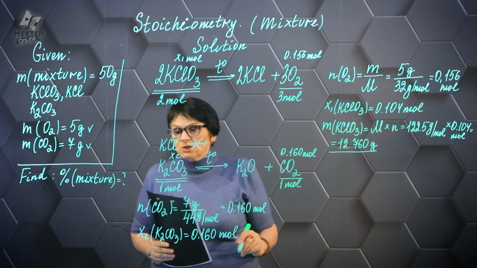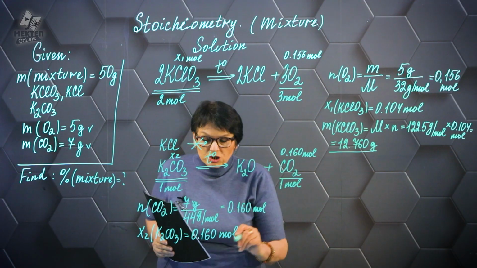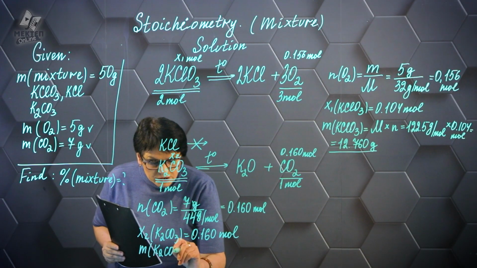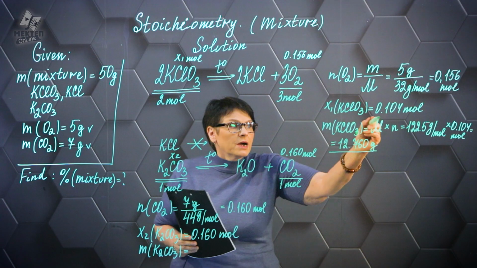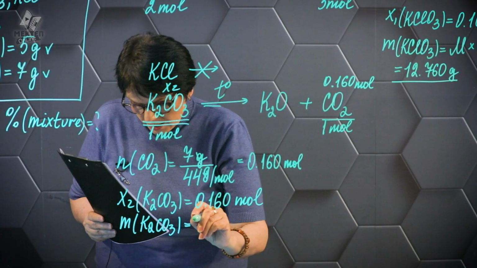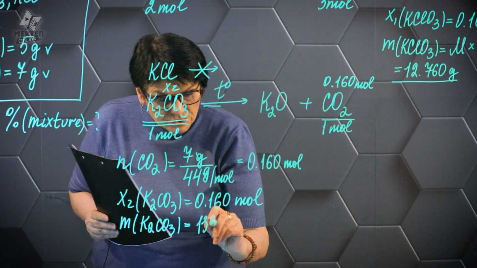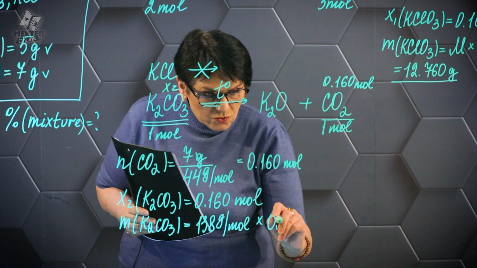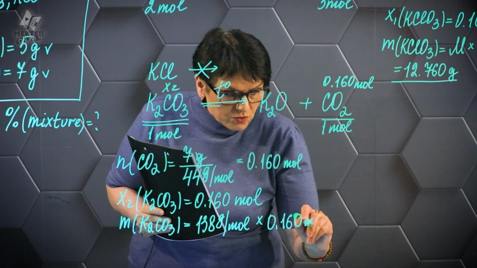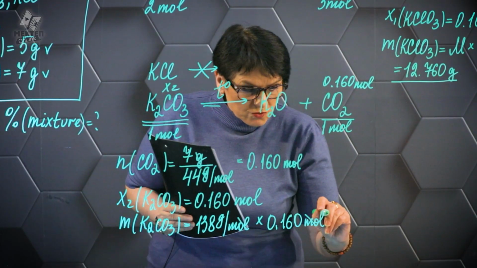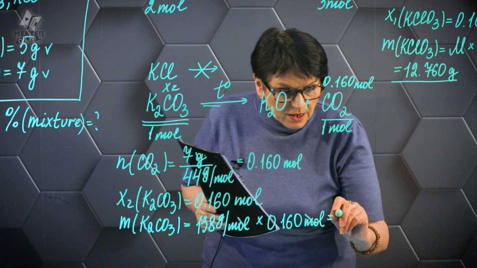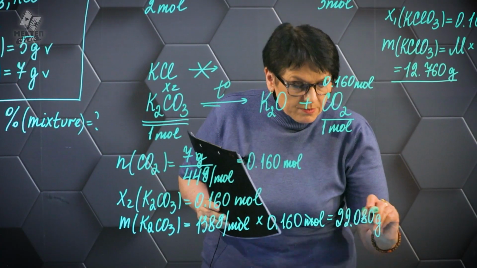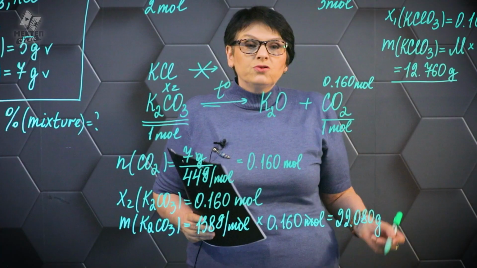But since we are interested in the question in grams, let's calculate how much it will be in grams. Now the mass of potassium carbonate is calculated using the same formula. The molar mass is 138 grams per mole, multiplied by 0.160 moles. And in this case, we have a mass equal to 22.08 grams. That's what we found.